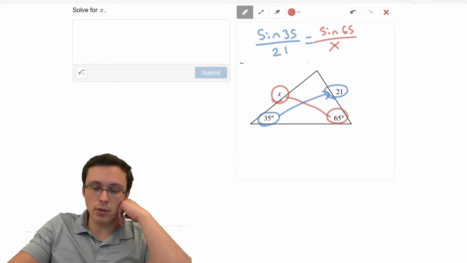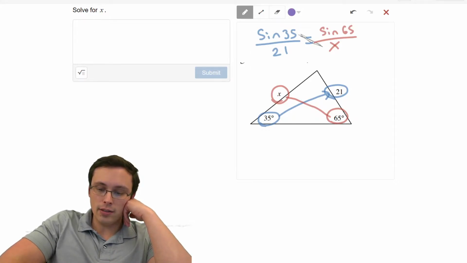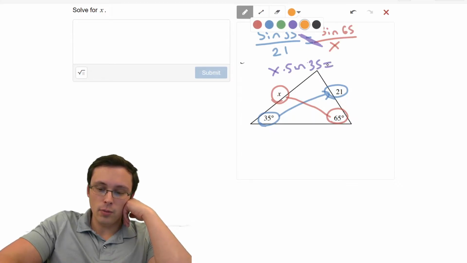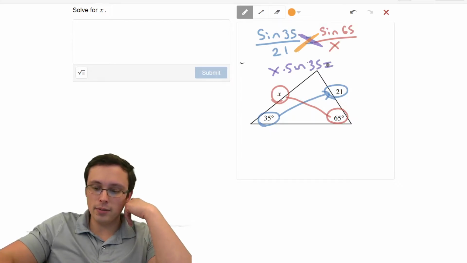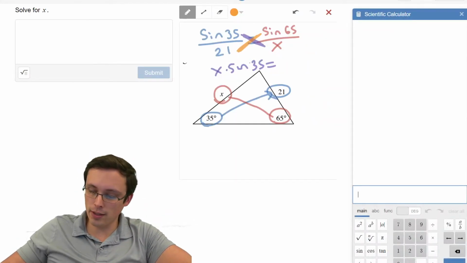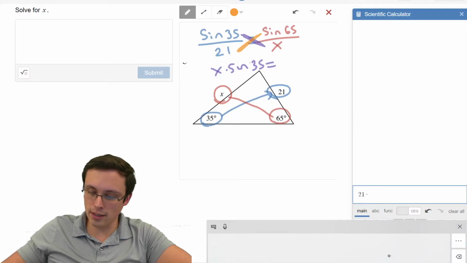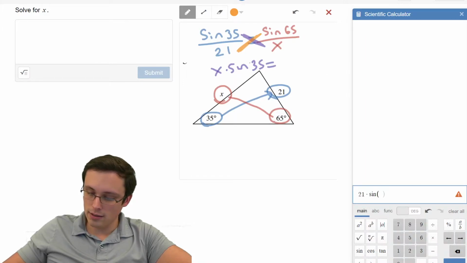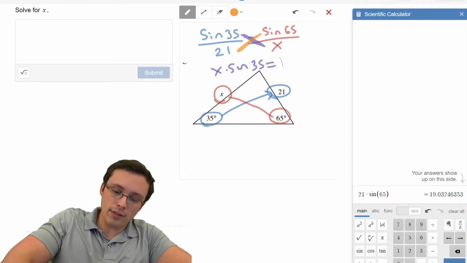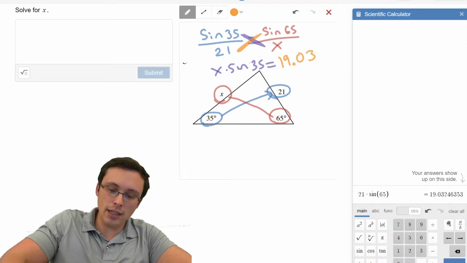How do you solve these? Well, one option that'll always work is cross multiplication. That would be sine 35 times x. Well, that's x times sine 35. And then that would be equal to the other part of the cross multiplication here. That's going to be 21 times sine 65. Let's pop open our calculator and find out what that is. 21 times sine 65 gets us 19.03 roughly. Close enough, 19.03. There we go.